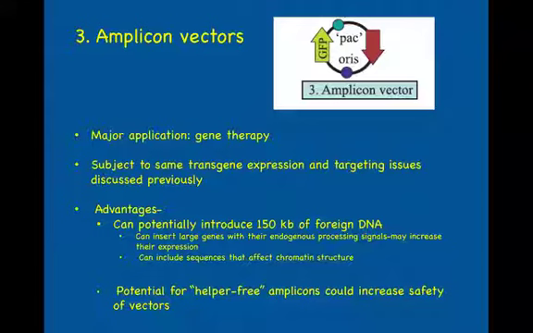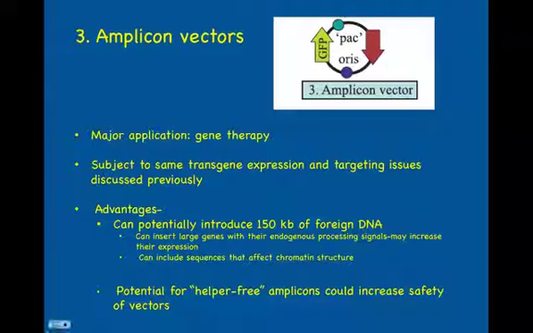Advantages: can potentially introduce up to 150 kilobases of foreign DNA, so quite a bit, and can insert really large genes with their endogenous processing signals. So normally when you put a gene in a vector, you only have the protein coding portion of the gene, but this allows for introns to be included, which means you can get splice variants and non-coding signals to be included.